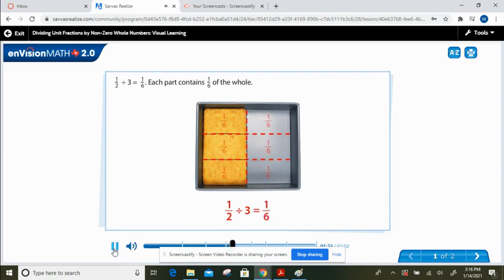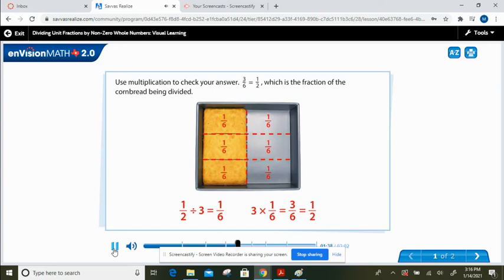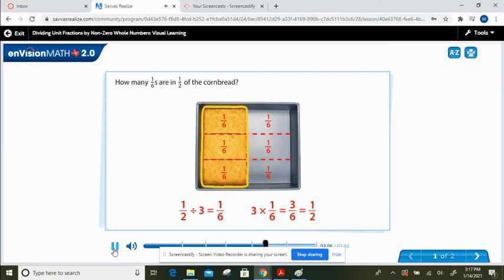Each part contains 1/6 of the whole. Use multiplication to check your answer. 3/6 equals 1/2, which is the fraction of the cornbread being divided. Each person gets 1/6 of the cornbread. How does the diagram help you find the quotient? The diagram shows the number of sixths in the whole pan. You can count the number of sixths to find the quotient. How many sixths are in 1/2 of the cornbread? There are 3 sixths in 1/2 of the cornbread.